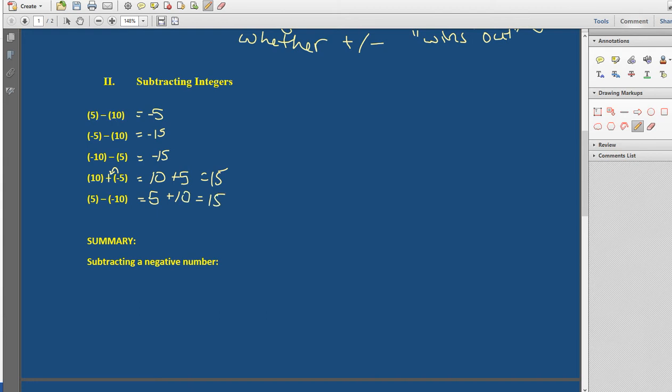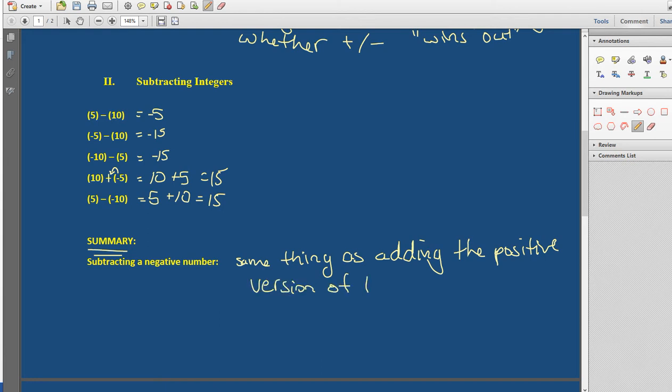So really the main thing here to remember is subtracting a negative number is the same thing numerically as adding the positive version of that negative number.